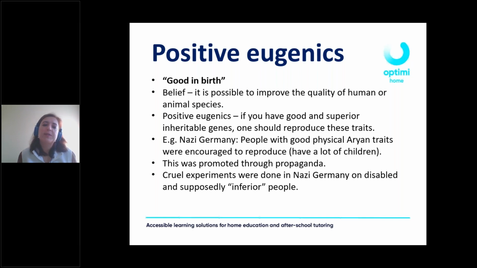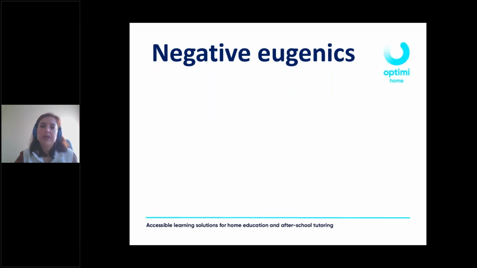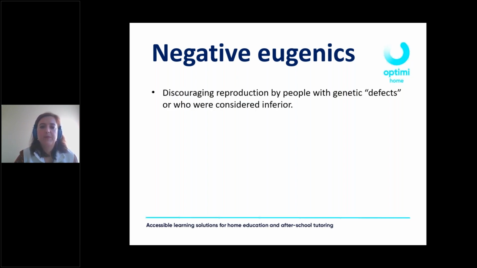Right, so many times they would take these inferior people and they will do experiments on these people. Now let's look at negative eugenics. Negative eugenics would imply people that already have bad genes.